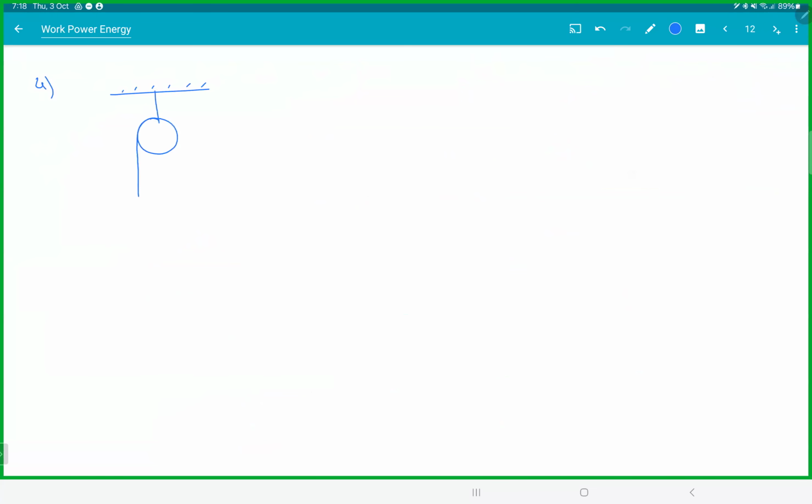We have a pulley here. We have a block of mass M. We have a block of mass 2m. Initially at rest, or let's say released from rest. Gravity is there. We have two observers. There is an observer A on the ground. There is observer B who's sitting on the block.